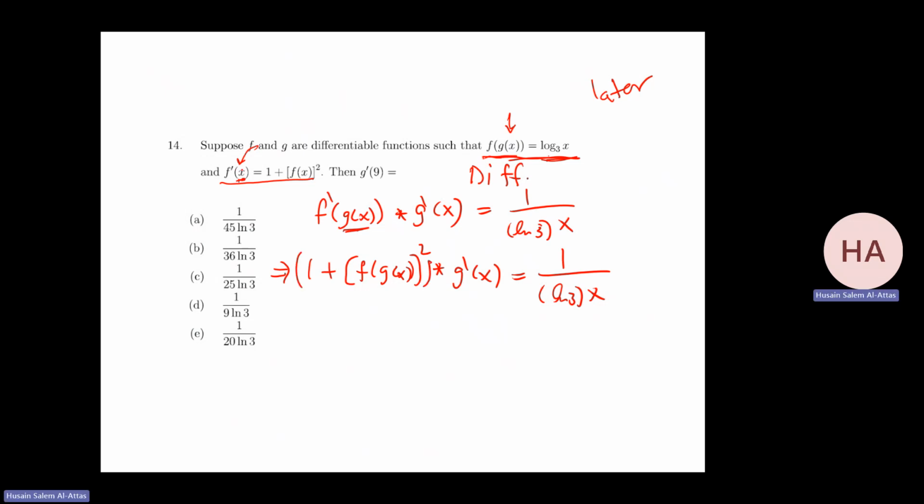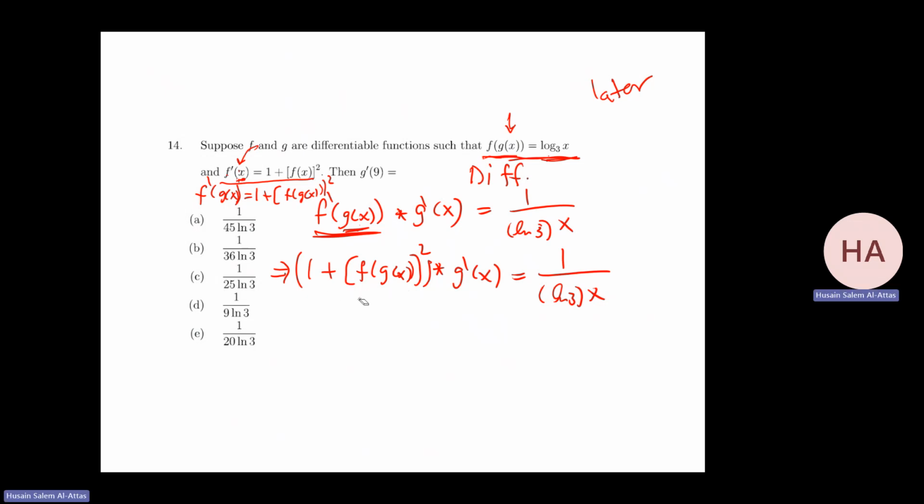What I did, I took x, I put g of x instead of x, and I just write the same. So f prime at g of x will be 1 plus f of g of x squared. And this is what I did. So I replaced this with this one.